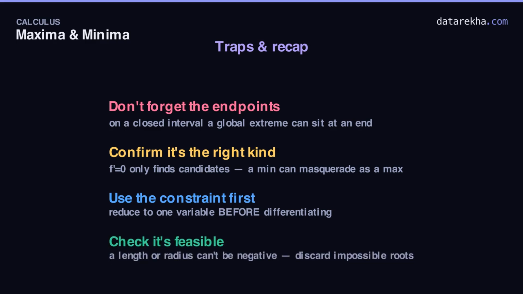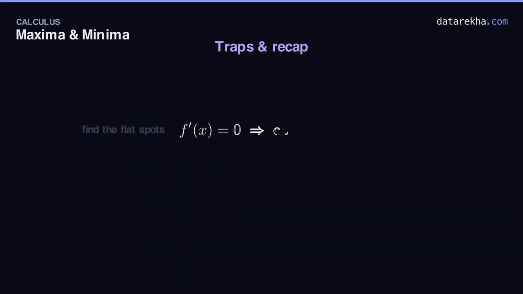And trap 4. Check your answer is physically possible. A length, a radius, a time can't be negative. So quietly discard any root that falls outside the sensible range. Let's lock it all in.